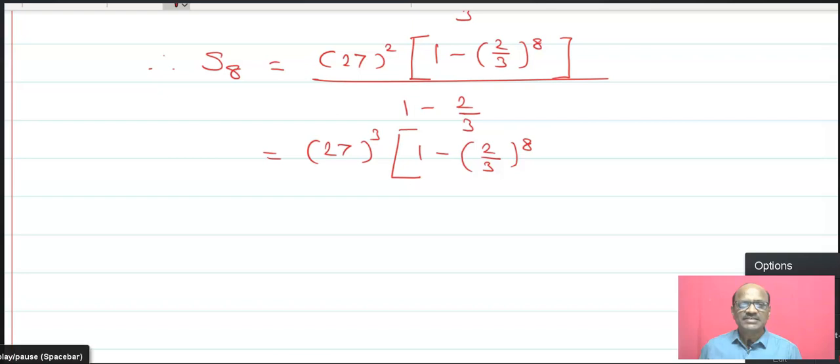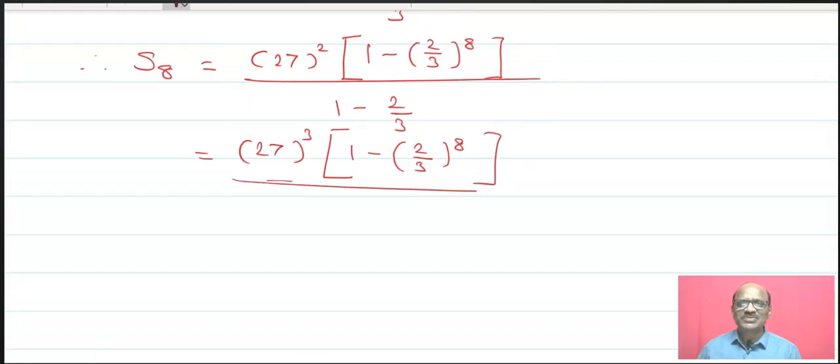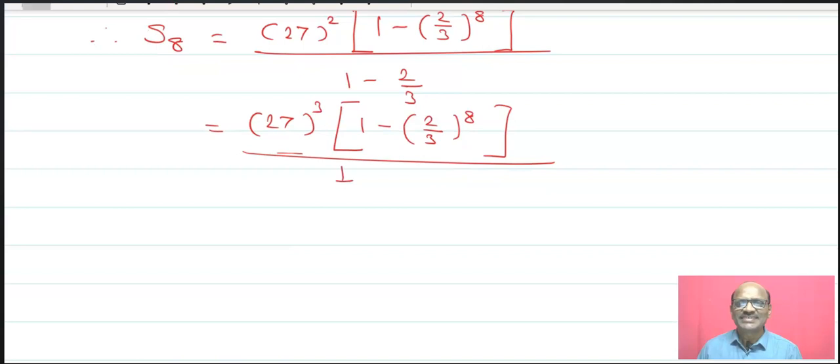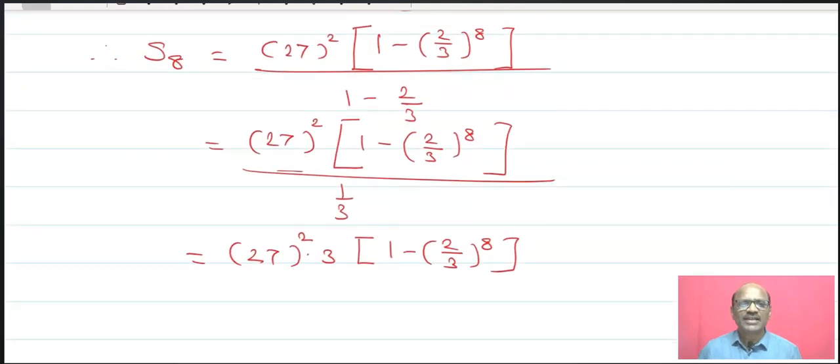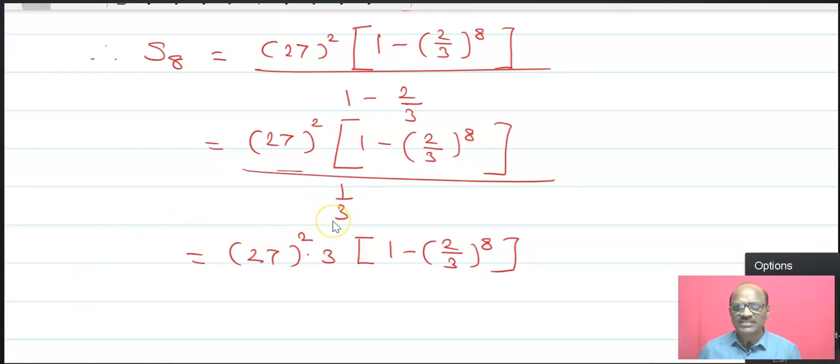We will replace its value, 27 raised to 2. Now see this, that is 1 upon 3. Now 27, I will replace it with the value. Therefore 27 raised to 2, and in this way we have the calculation. This is 1 upon 3. It becomes multiplied by the reciprocal, it becomes here 3. Therefore 27 raised to 2 into 3, in bracket 1 minus 2 upon 3, bracket raised to 8.